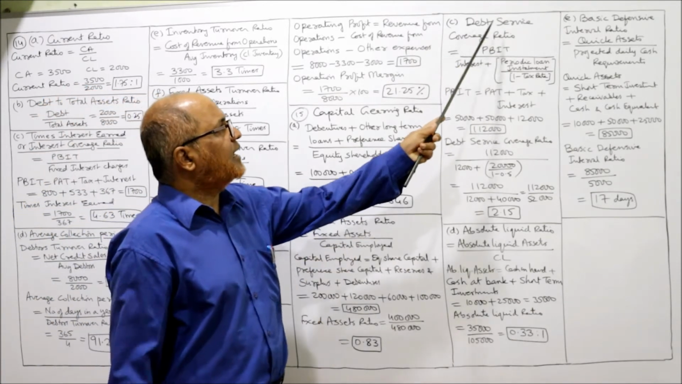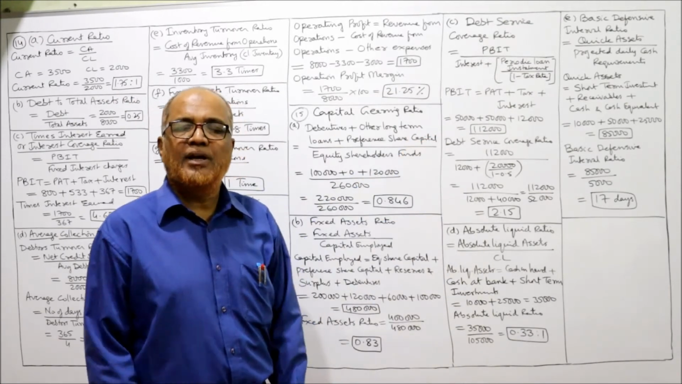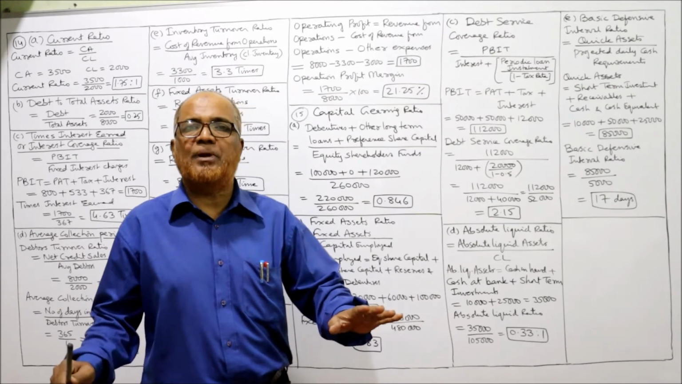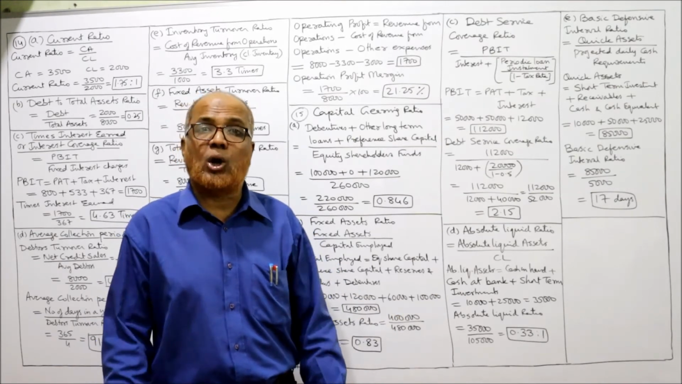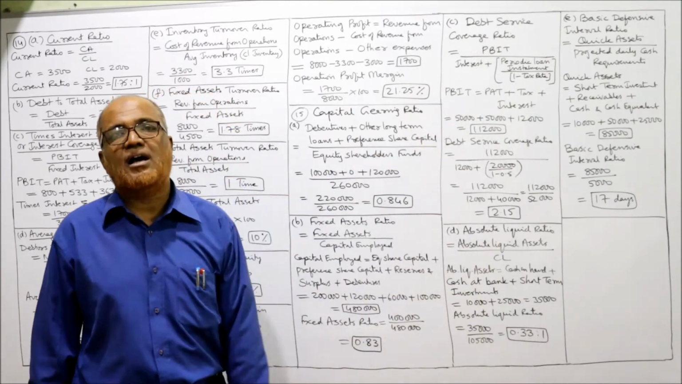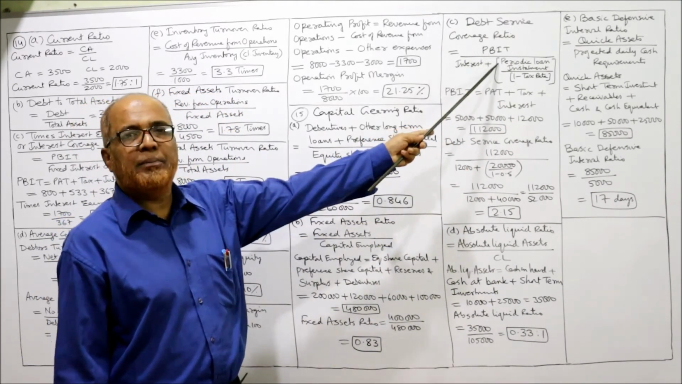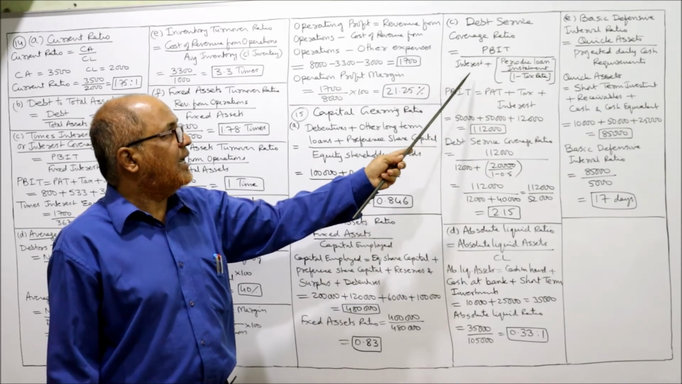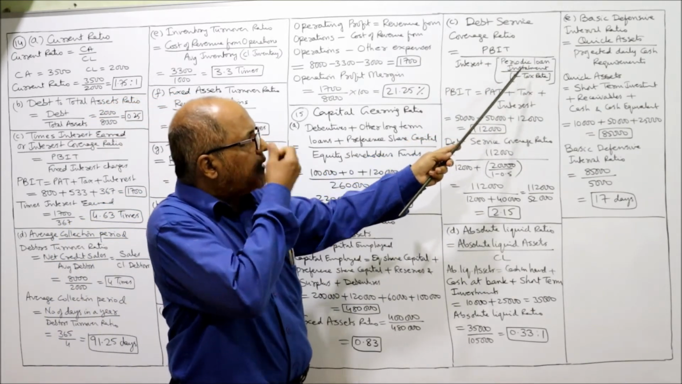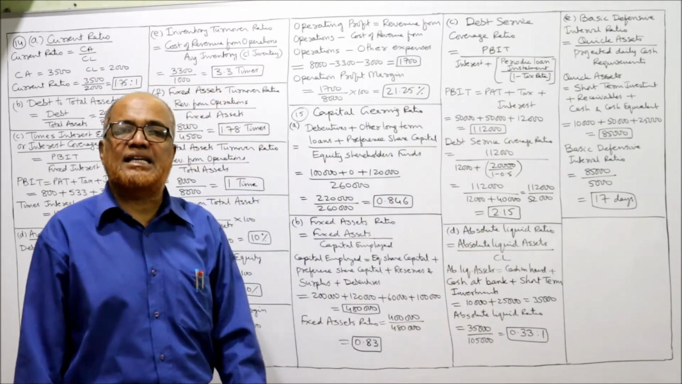Next ratio is debt service coverage ratio. It is the ratio which is given in the list, but so far in the previous problems we have not come across it. First time we are applying the formula for debt service coverage ratio. The formula is PBIT divided by interest plus periodic loan installment divided by 1 minus tax rate.